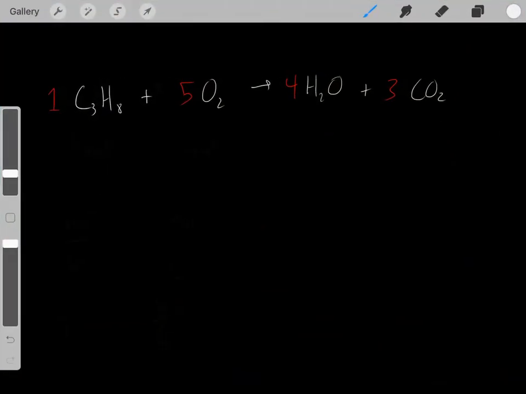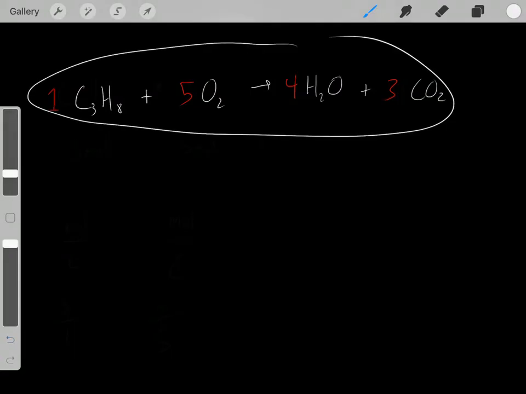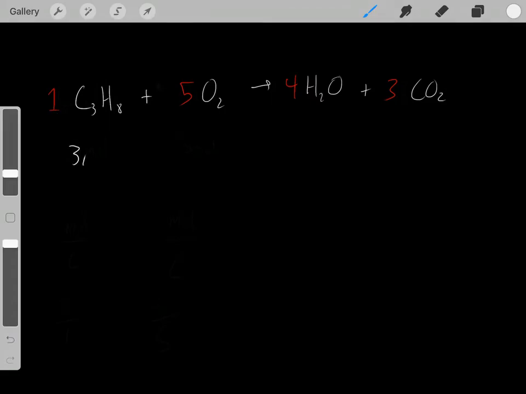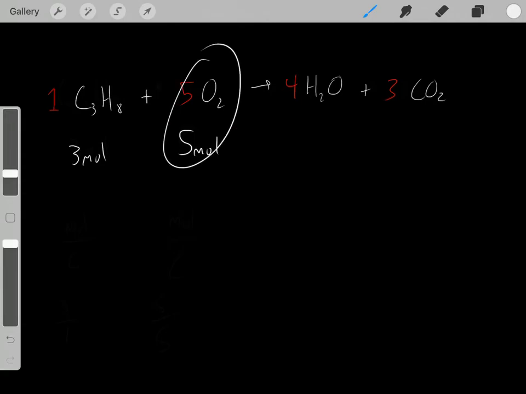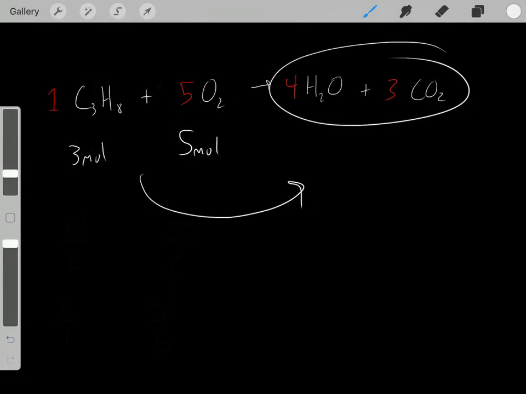So in this video, I want to go over a very simple technique to determine the limiting reagent of any chemical reaction. Because we know if we have this chemical reaction, and let's say we have 3 moles of this reactant, and let's say we have 5 moles of this reactant, we know these two reactants are going to react. We know they're going to react forming these products.